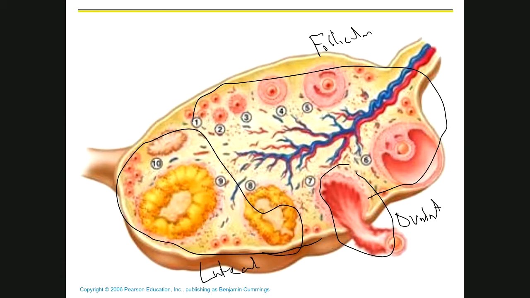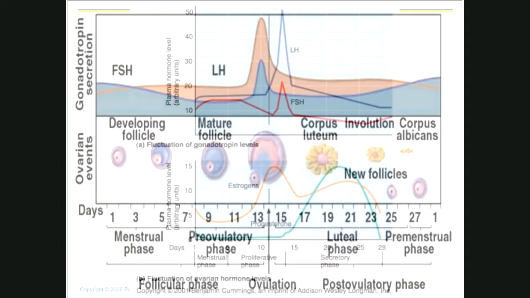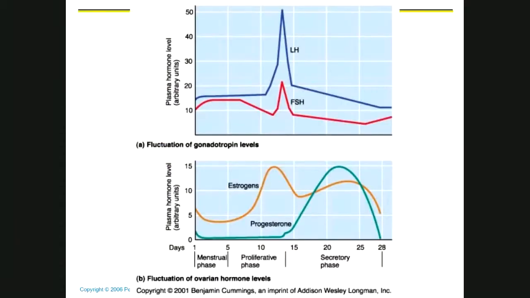So in the follicular phase, we have just estrogen. In the luteal phase, we have estrogen and progesterone. And then again, remember, these are controlled by FSH and LH. Any questions?